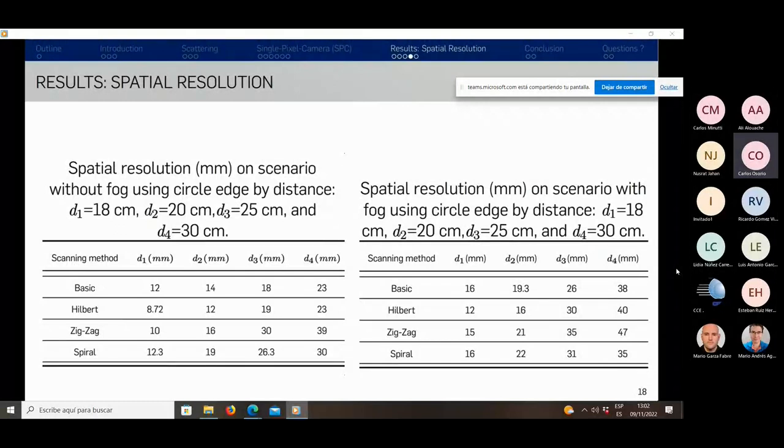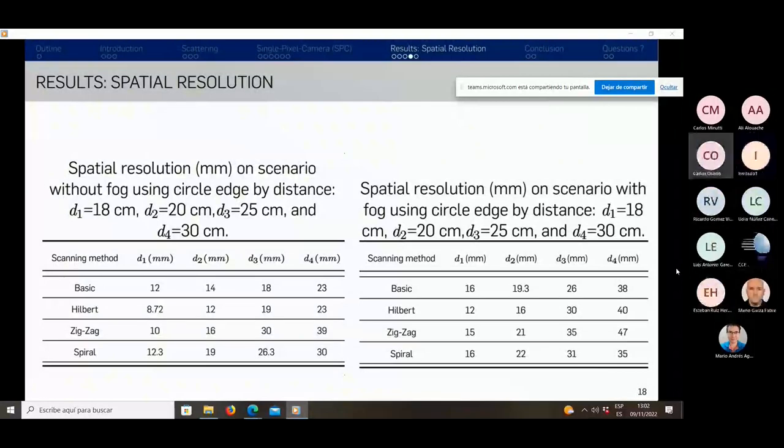The limited detection is more obvious. In the condition, the zigzag and raster scanning method has a bit of resolution below 15 millimeters on the fluid condition, and 14 millimeters using spiral under fluid condition. With that, we have raster scanning with a better range of the spatial resolution under fluid condition, and spiral for without fluid condition.